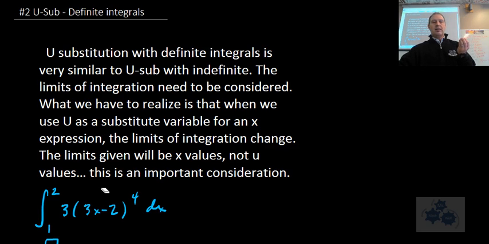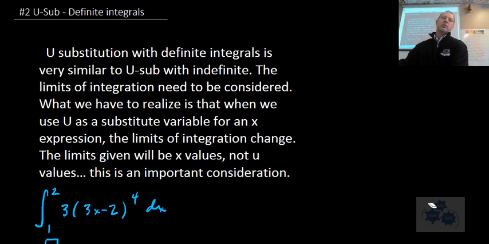You don't want to get these values, in this case 1 and 2, mixed up. You have to remember that those are x values. Okay? So the limits will be x values, not u values, and this is an important consideration. So here's how we tackle this.